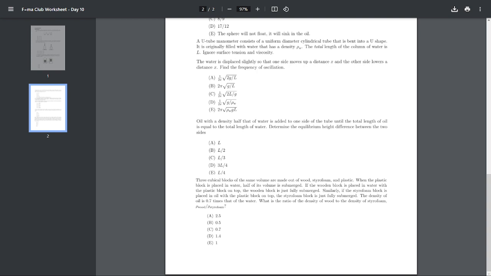Oil with a density half that of water is added to one side of the tube until the total length of oil is equal to the total length of water. Thank you for your clear wording. Determine the equilibrium height difference between the two sides, right?